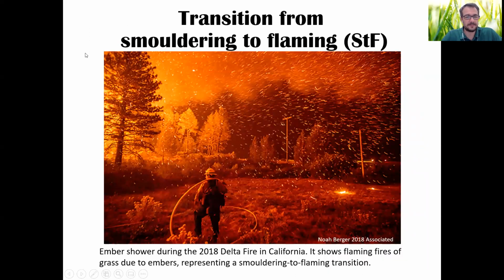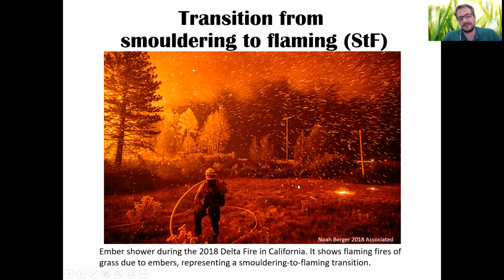And now we are finishing with the smoldering, but of course we have to mention what is the relationship between smoldering and flaming. And that relationship gives way to 2 transitions. One is a transition from smoldering to flaming. And this photo over here from California is a perfect example. You can see those embers. The great majority of these embers are burning with the smoldering. They are actually smoldering embers.